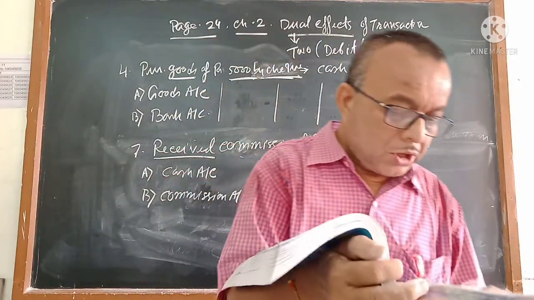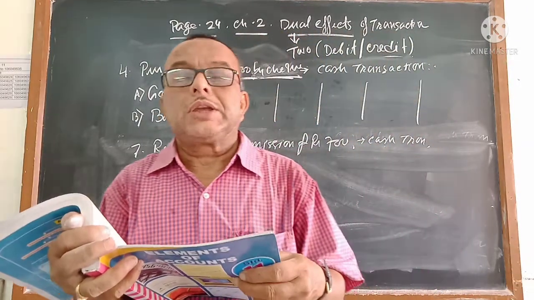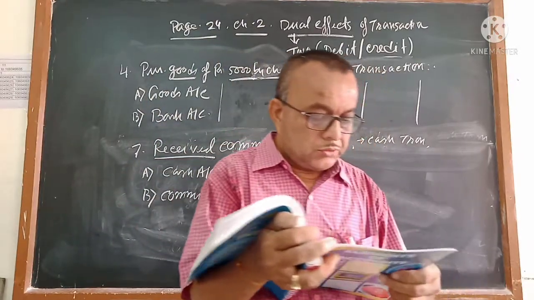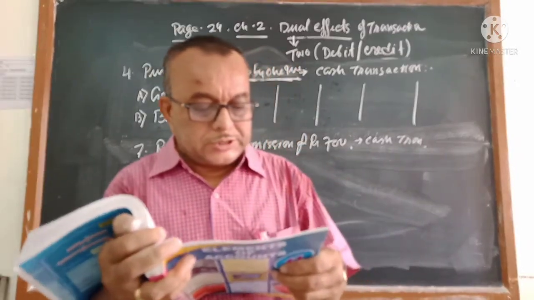Number 10, commission received of rupees 3000. Cash transaction. One is cash account and the other is commission account. This is also a cash transaction.